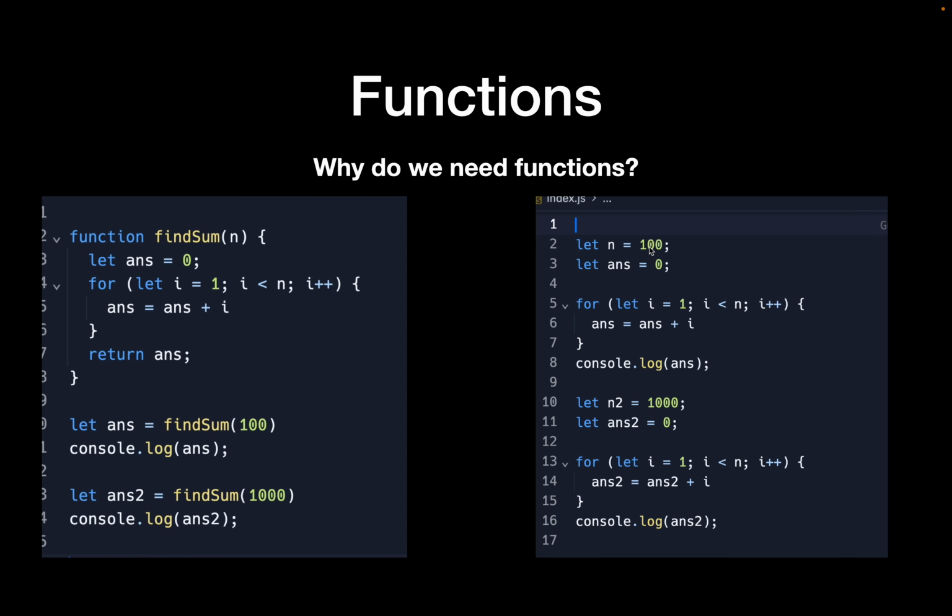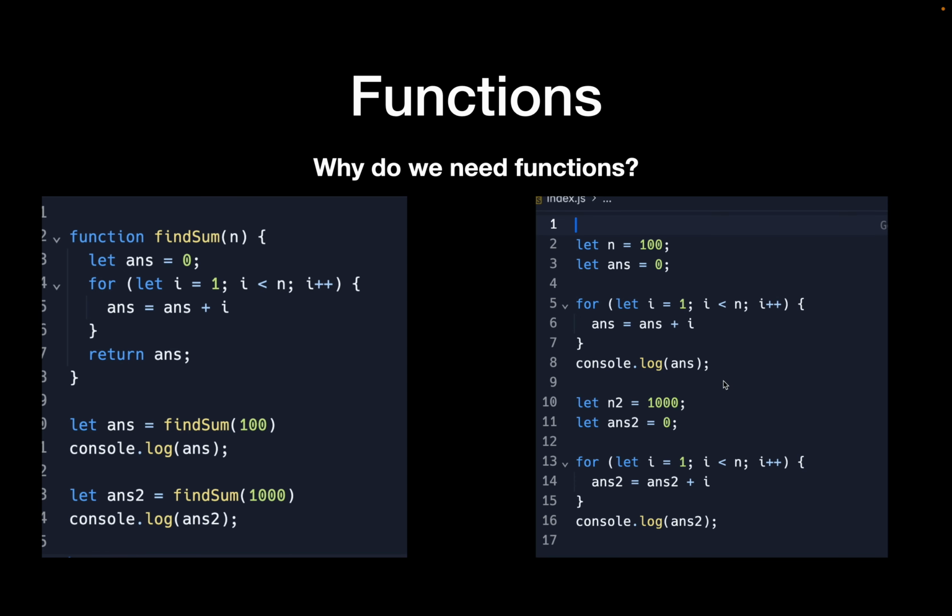I say let n equal to 100, let answer equal to 0. I iterate from 1 to n to find the sum basically from 1 to 100. Then I log it. Then I do the same thing for 1000. So I say let n2 equal to 1000, answer 2 equal to 0. I iterate from 1 to 1000, keep adding that to answer 2, and then log answer 2. I did not need to use any functions. My life seems pretty sorted. I can write logic again and again, and I'm able to calculate.